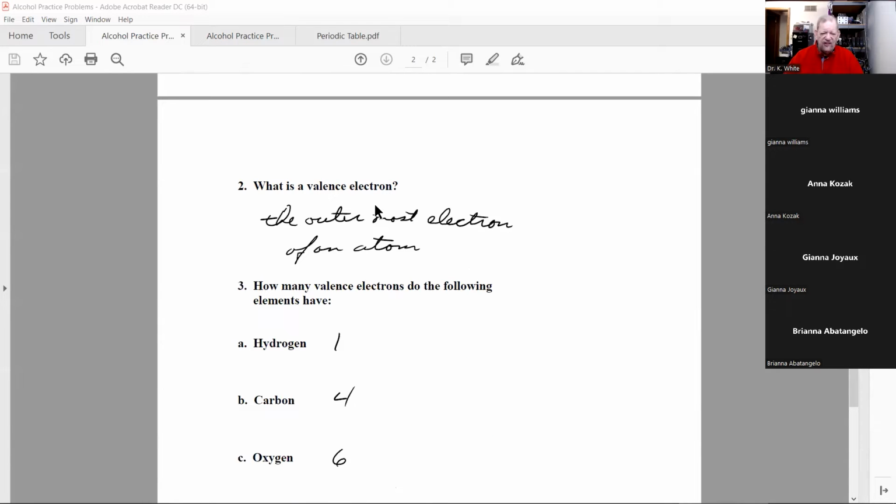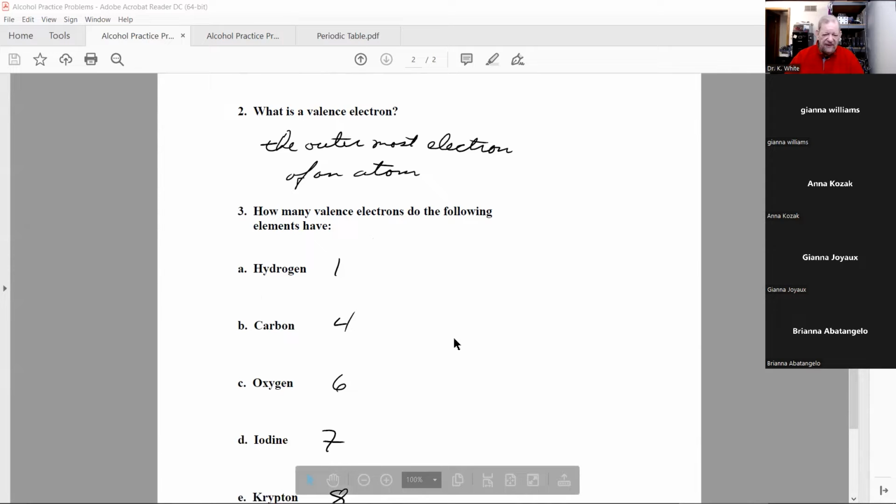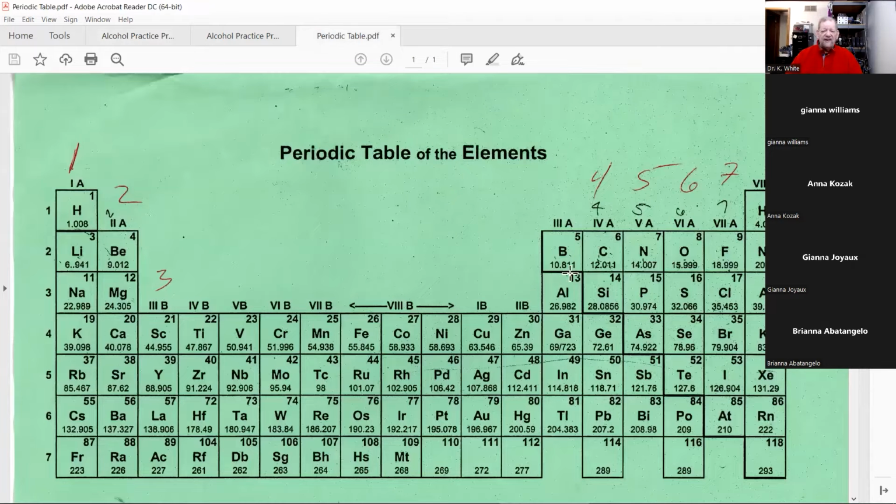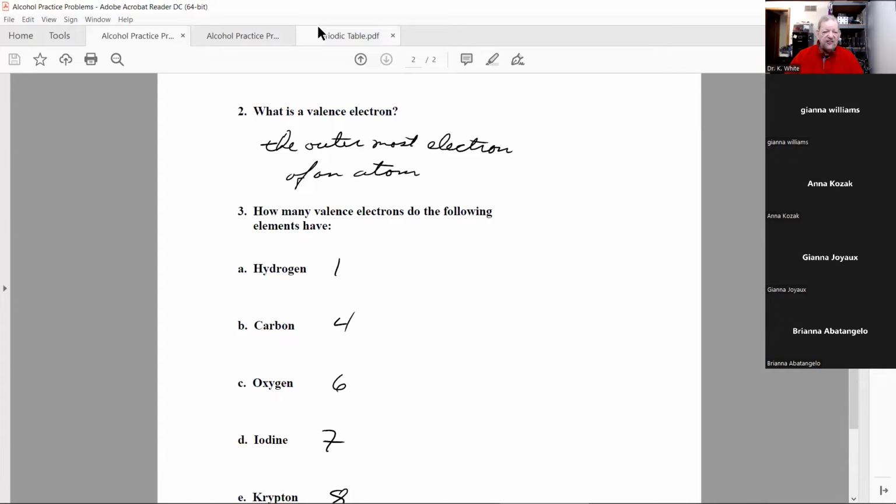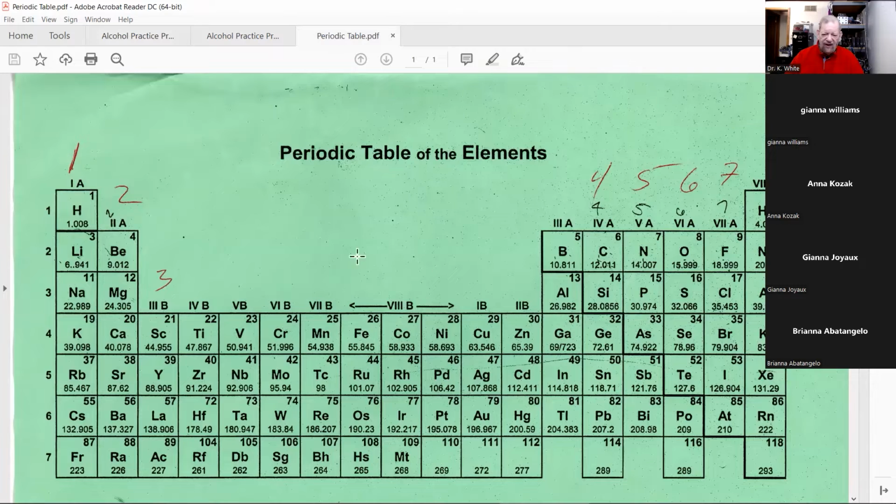All right, what's the valence electrons? And that is, you should know, the outermost electrons of an atom. And how do we find that? We look at our favorite periodic table. If you notice right here, how many valence electrons does hydrogen, carbon, oxygen, nitrogen, and iodine have? Well, hydrogen, you look on top, 1, carbon 4, nitrogen 5, oxygen 6, iodine 7, and if we look at neon or any of those, it's 8. So the number of valence electrons, the outermost electrons, are found at the top of this periodic table.